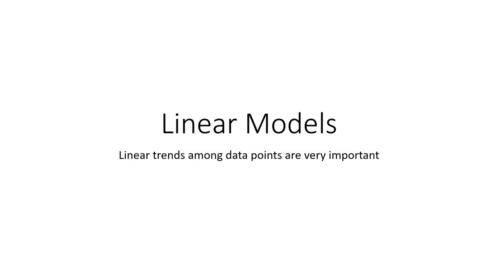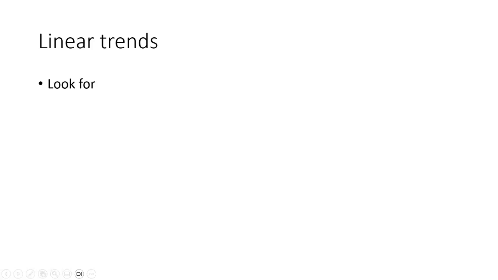We are going to look at linear models. In linear models, we are looking at trends among data points. We are trying to see how important these trends among data points really are. There are a few things that we are looking for. One is we are looking for a trend. In a trend, you're looking at the center of the model. You're trying to see what it is doing.